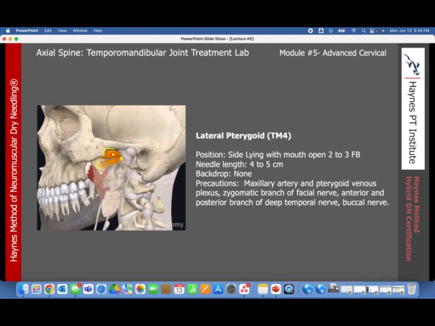Okay, then to the pterygoids, we'll do the lateral and then we'll do the medial. Here you can see we're going to go through this window that we have between the jaw and the zygomatic arch to needle the lateral.